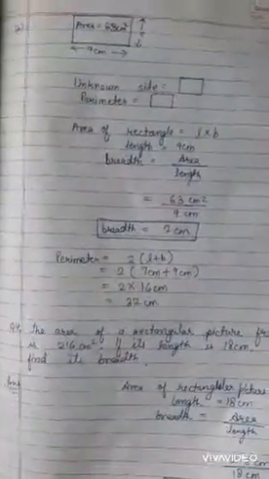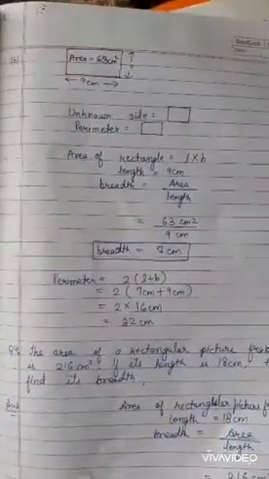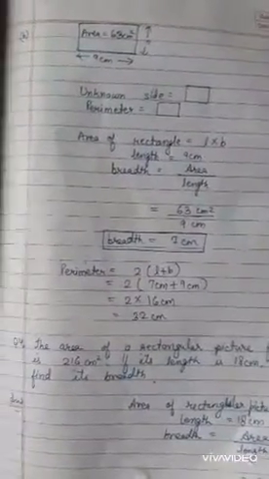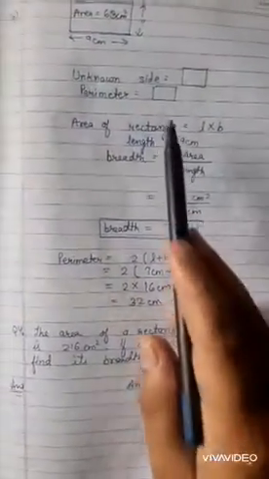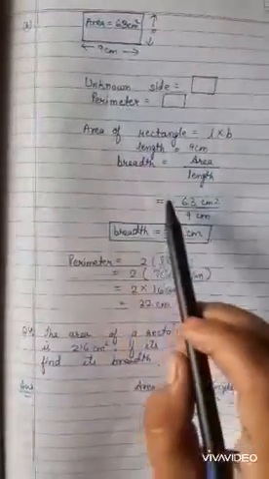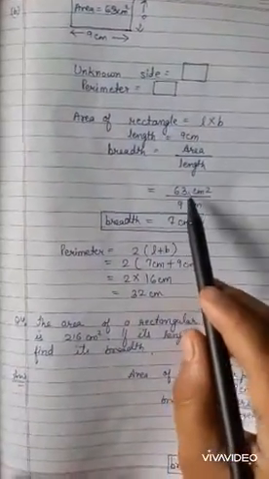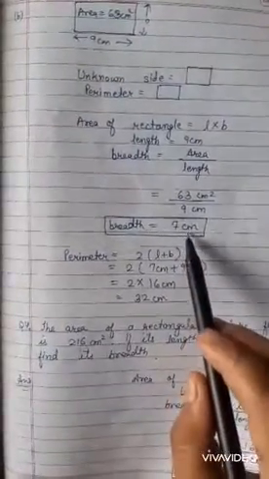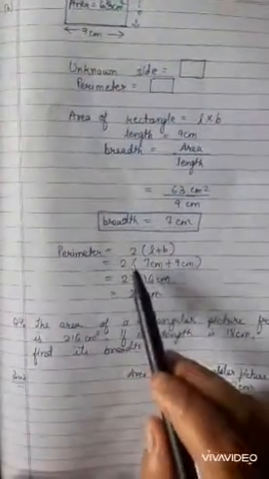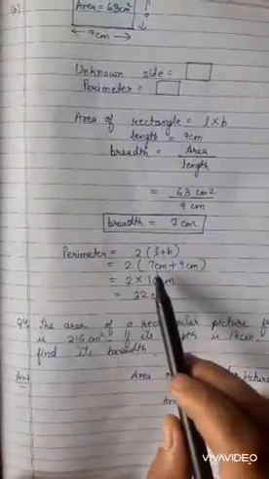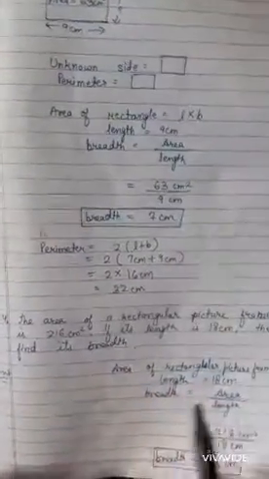Similarly, here area is given 63 centimeters square. So length is given, so we have to find the breadth. So what we will do, we will divide area by length, that is 63 divided by 9, that is 7. So we will find the perimeter 2(l plus b). First of all, we will find the sum, then we will multiply it by 2.